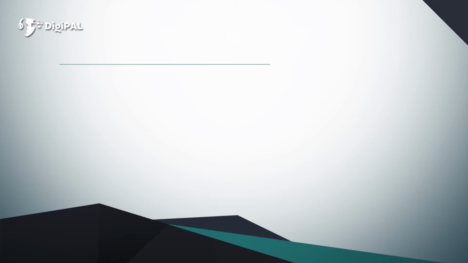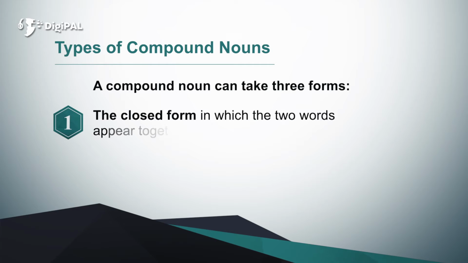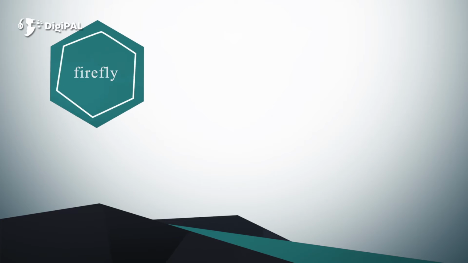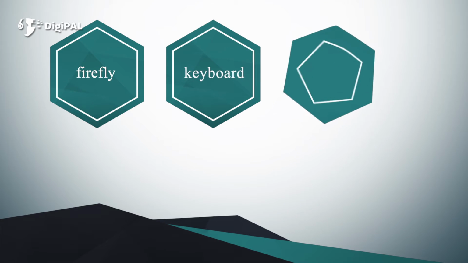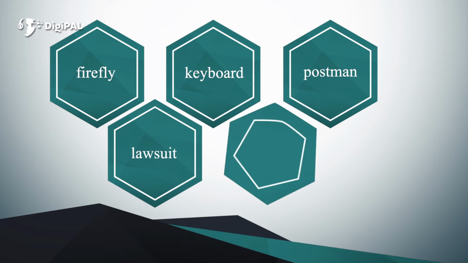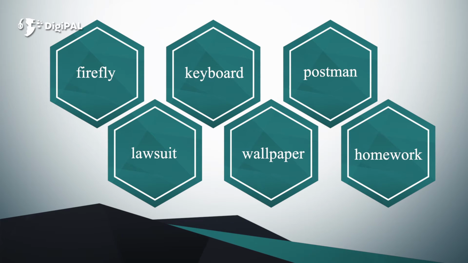Okay? So, a compound noun can take three forms. We have the closed form, in which the two words appear together as one single word. For instance, firefly, it's a closed form of compound nouns. They appear as a single word. Keyboard, postman, lawsuit, wallpaper, and homework.